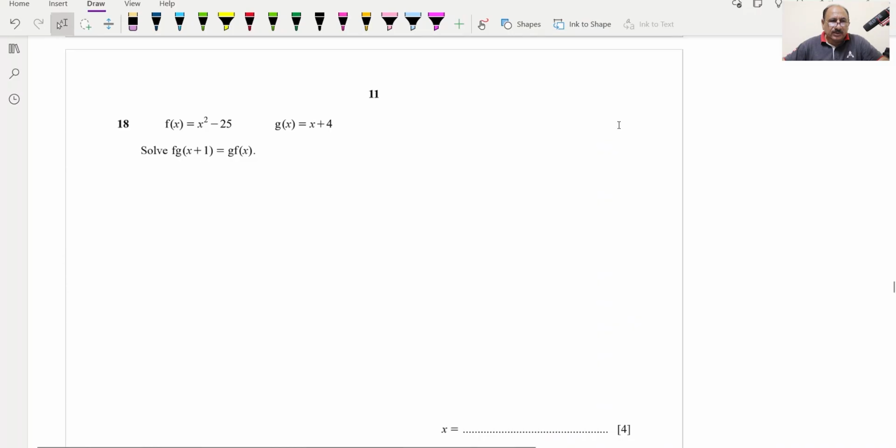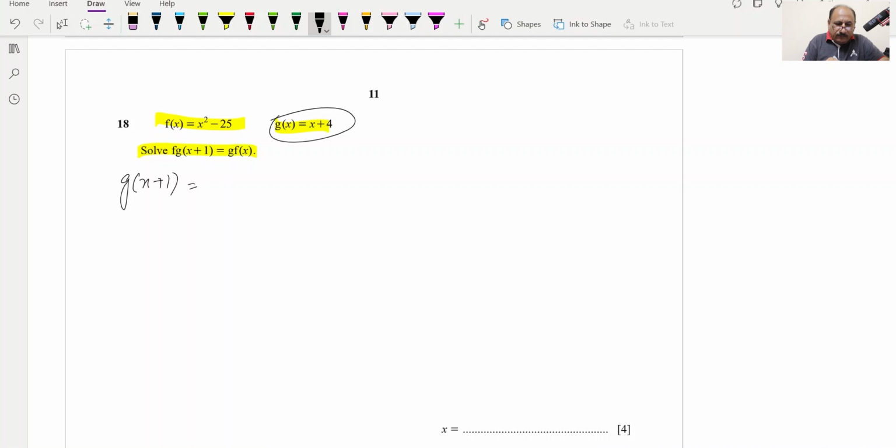Now we can move to question number 18, a functions question. F of x is given, g of x is given. We have to solve this equation: f of g of x plus 1 is equal to g of f of x. So first of all, we can write g of x plus 1. So g of x is this one, so we will replace x by x plus 1. So it will be x plus 1 plus 4, which is equal to x plus 5. Now we can write f of g of x plus 1, which will be f of x plus 5, because g of x plus 1 is x plus 5.